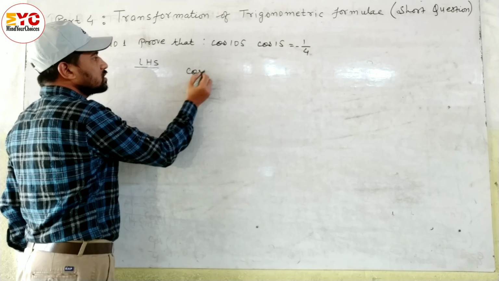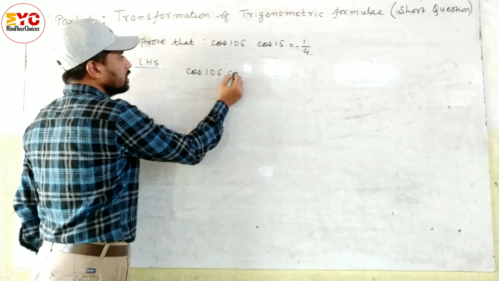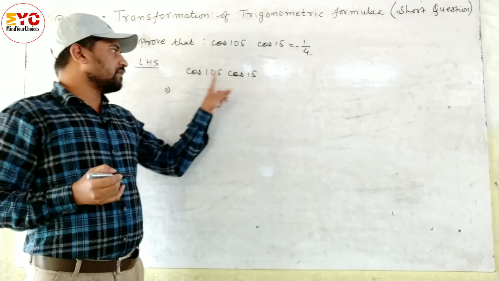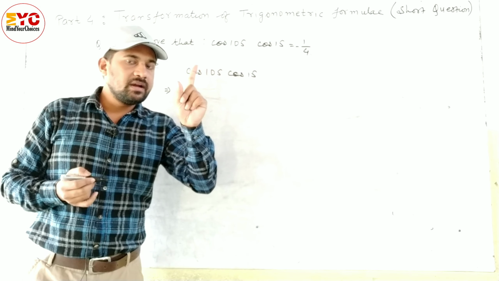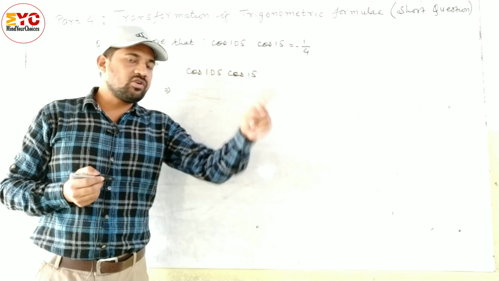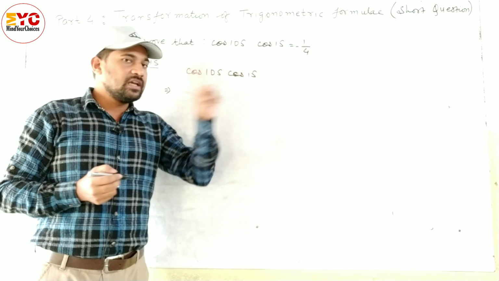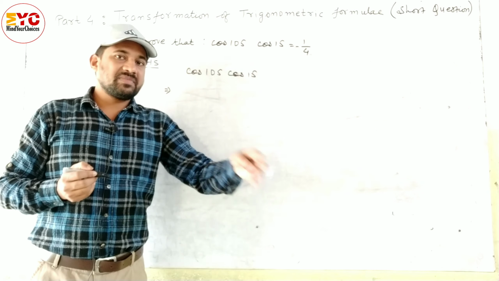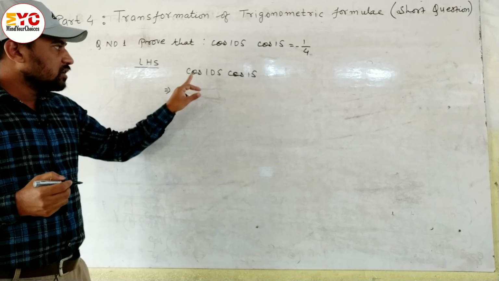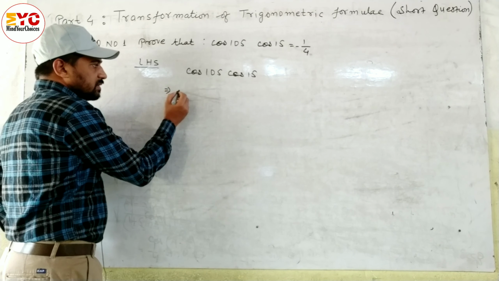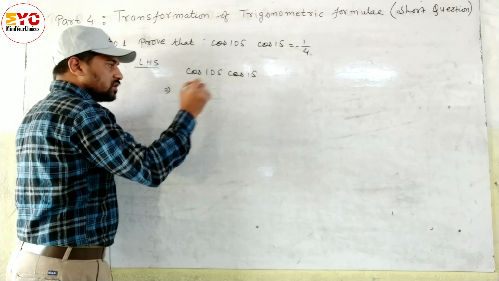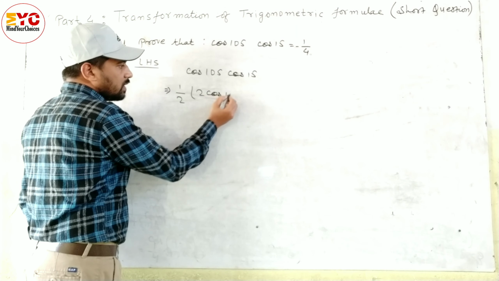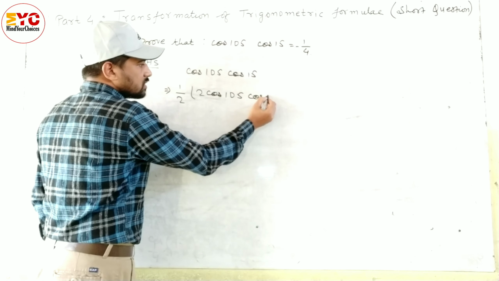LHS: cos 105 cos 15. When you see cos 105 and cos 15, you have to remember the formula of 2 cos A cos B. Don't forget the formulas of cos A cos B, cos A sin B, sin A sin B, 2 cos A cos B. Then to write it in the form of 2 cos A cos B, we have to divide by 2. So 2 cos 105 and cos 15.